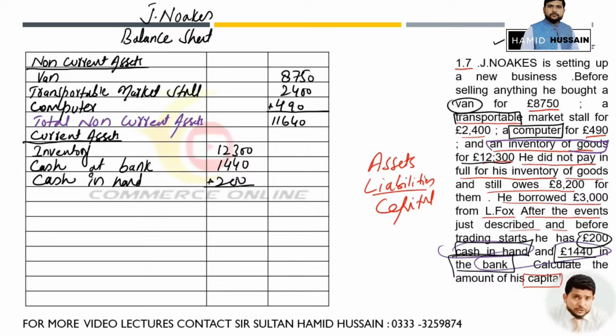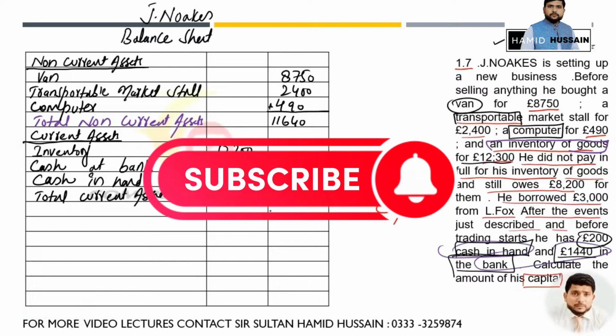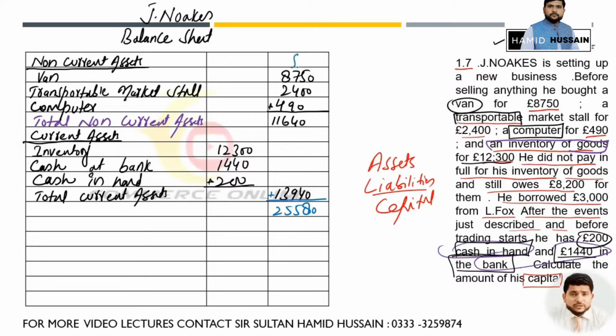So I will add all of them, that is 13,940. So that is my total current assets. So if I add my non-current and current assets together, I will get 25,580, and that is my total assets. So the first thing we have solved, and that is our amount of assets.